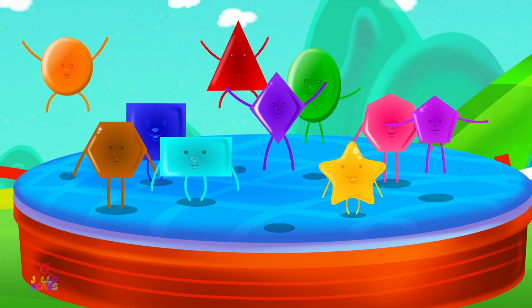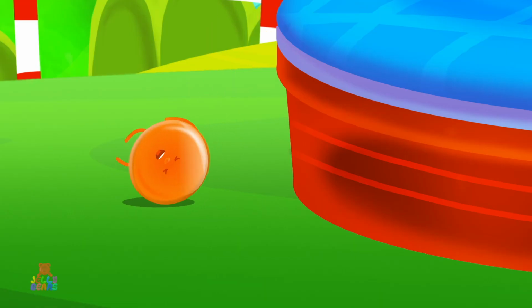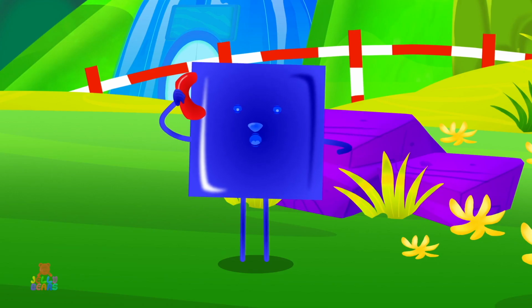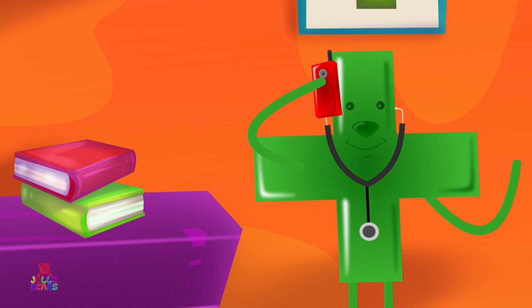10 little shapes jumping on the bed. Circle fell off and bumped her head. Square called the doctor and the doctor said, no more shapes jumping on the bed.